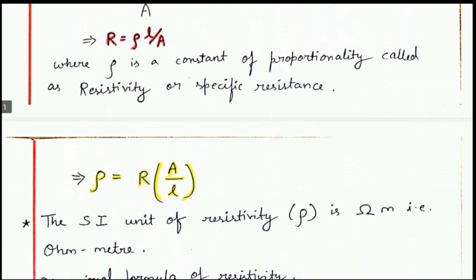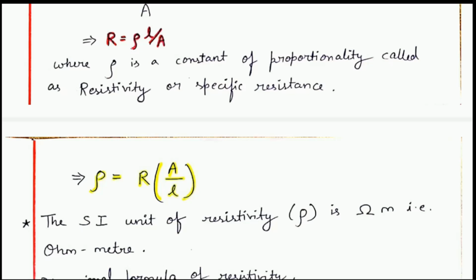Now, if we simplify this equation further, we get rho is equal to R into A by L. So the SI unit of resistivity will be the SI unit of resistance into the SI unit of area by the SI unit of length. That implies the SI unit of resistivity will be ohm into meter square by meter. So meter and meter square will cancel, and the SI unit of resistivity is ohm into meter.